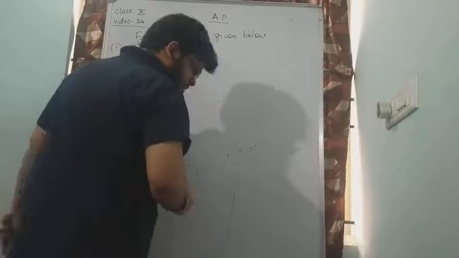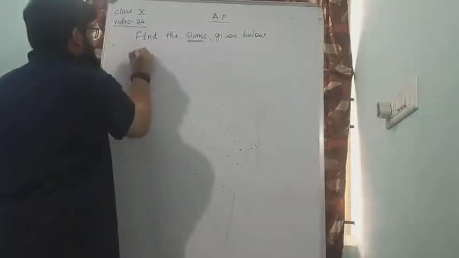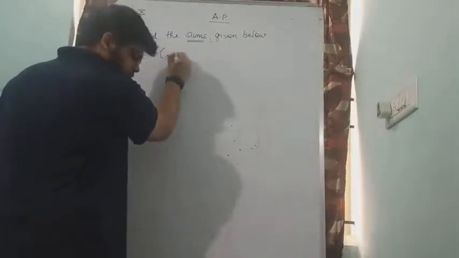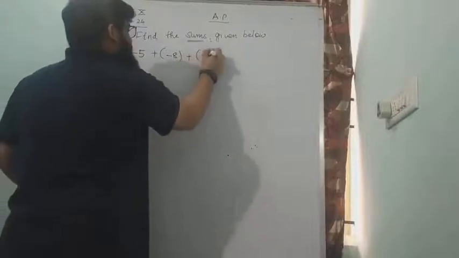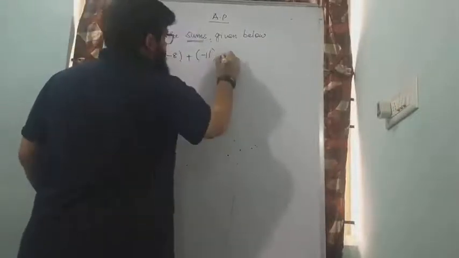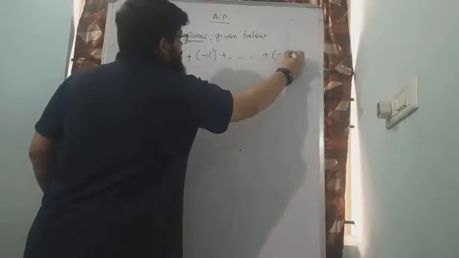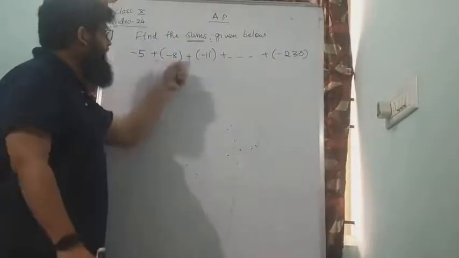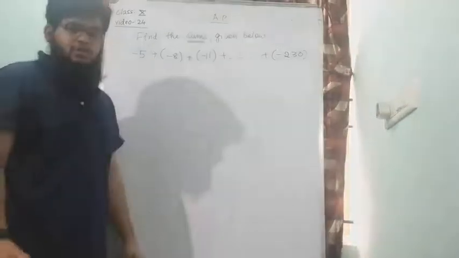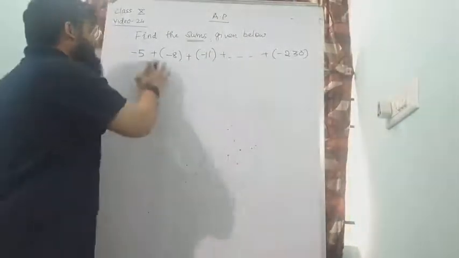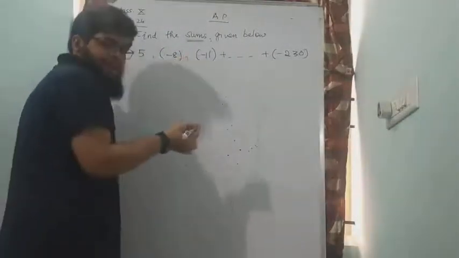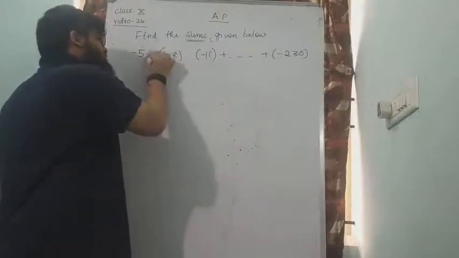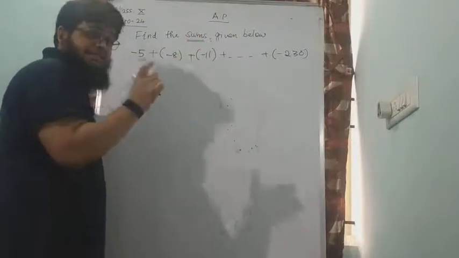So the question is minus 5 plus minus 8 plus minus 11 plus ... plus minus 230. Okay. So this plus indicates that it is a sum, it is getting added up. That's all. There is no need to get confused. Even if they had given commas in this place, it would have been fine. So that plus is only to indicate that you are doing a problem on sum, that means Sn.